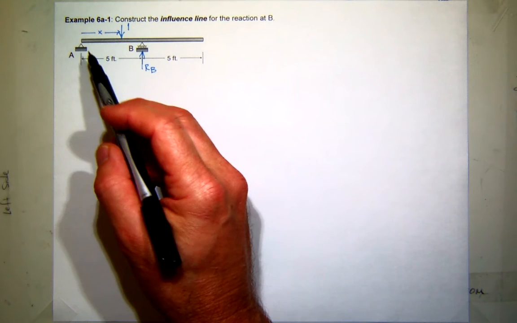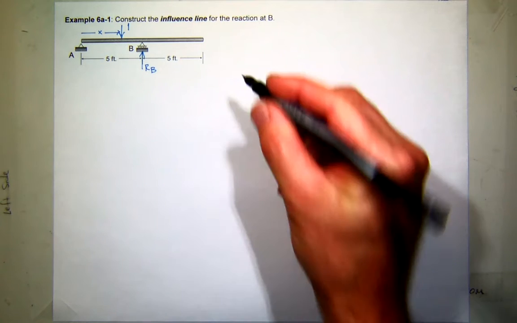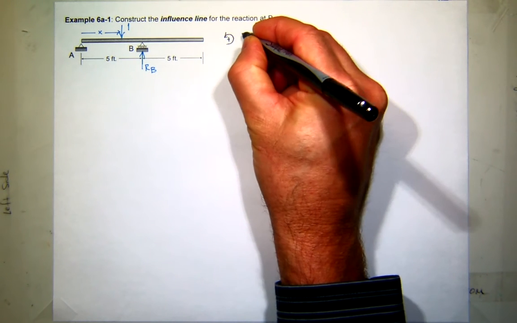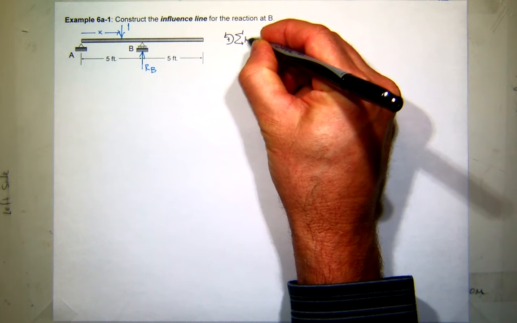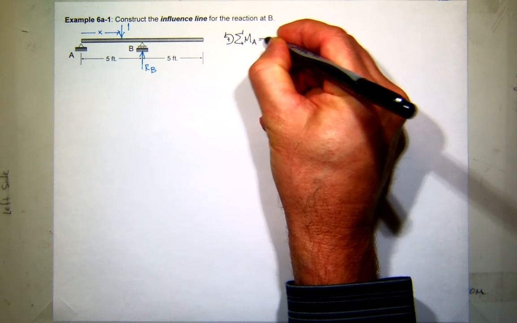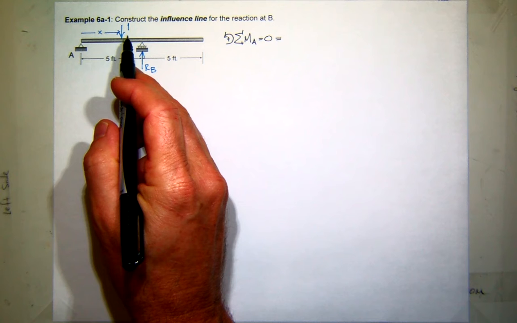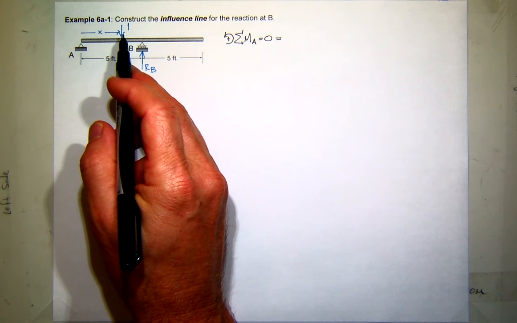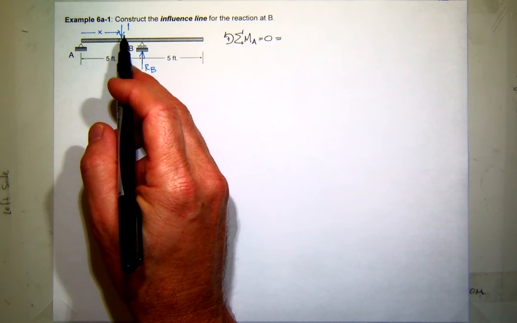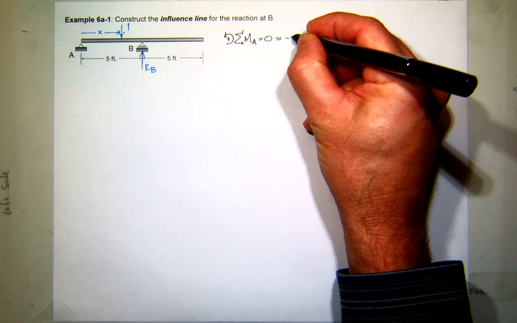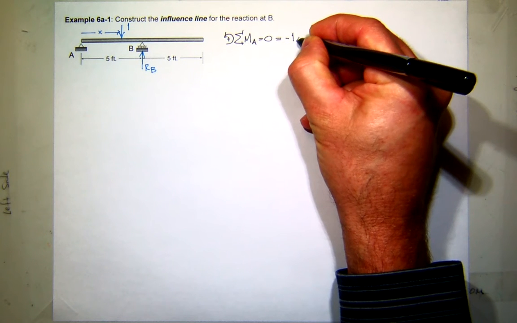I would sum moments at A. Right. So let's do that. I'm going to use the right-hand rule as my sign convention, and I will sum the moments at A and set that equal to 0. So about A, my unit load creates what kind of moment? It looks like a negative moment, with a value of 1 and a moment arm of x. So that would be 1x.